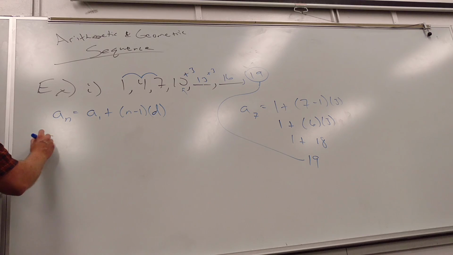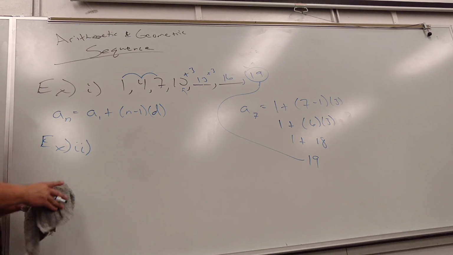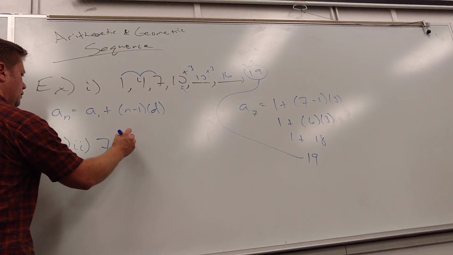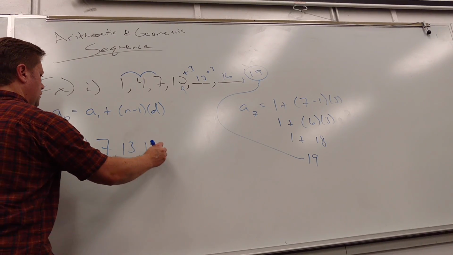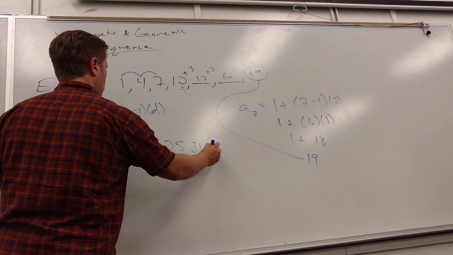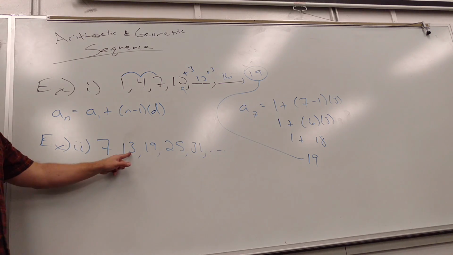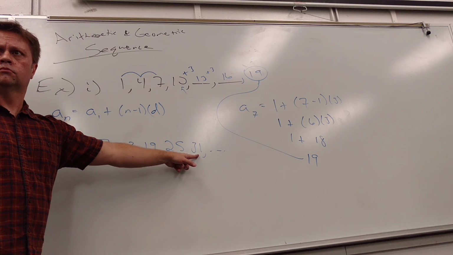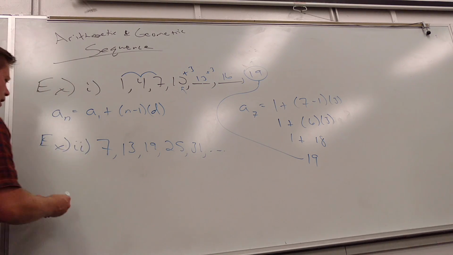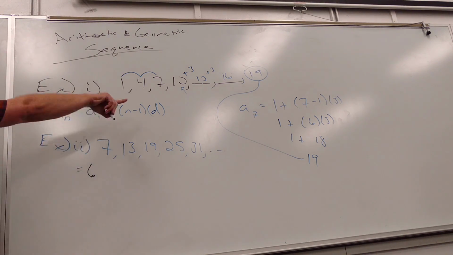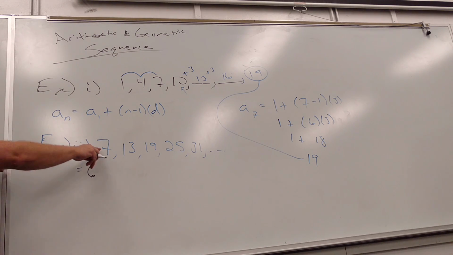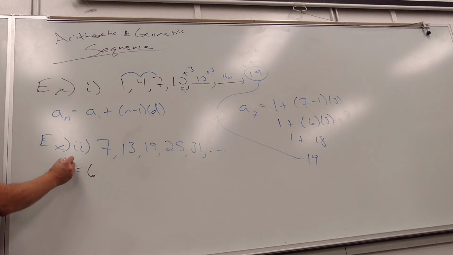So let's see. What about this? Let's try another one. So let's start somewhere different. Let's say 7. What you got, Jeff? 13, 19, 25, 31. So let's identify a few things. First off, is this arithmetic? Is it based on addition? Yes. Yeah, because I keep adding what? 6. So what is that? What's 6? What letter does that get for my formula? What is 6? 6 is the common difference. That's D. Cool?